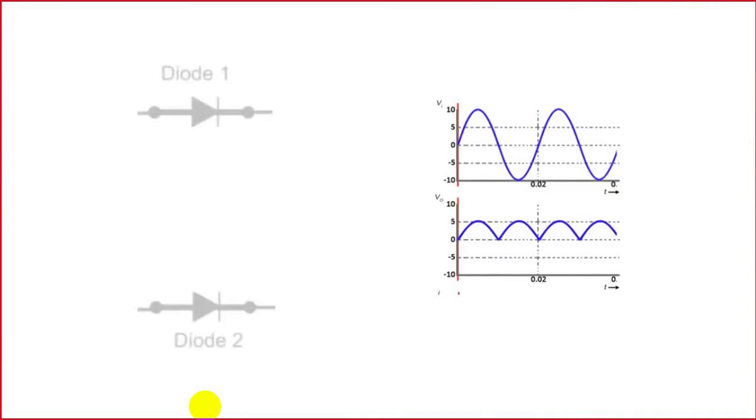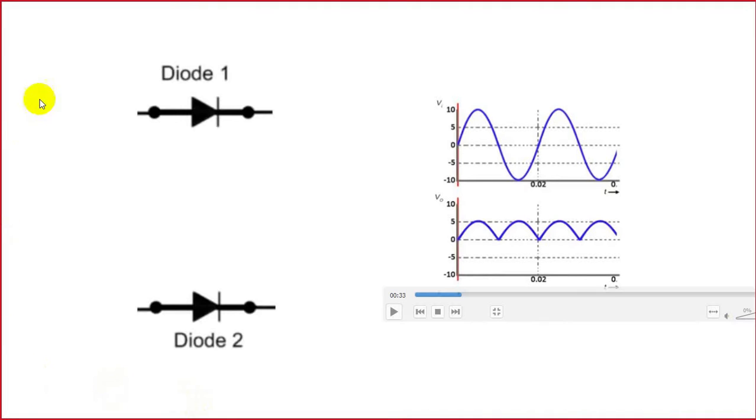Now the center-tap rectifier circuit. In a center-tap rectifier circuit, we don't use 4 diodes. Instead of 4 diodes, we use only 2 diodes. By using only 2 diodes, we are going to do the rectification. So let's see how it works.